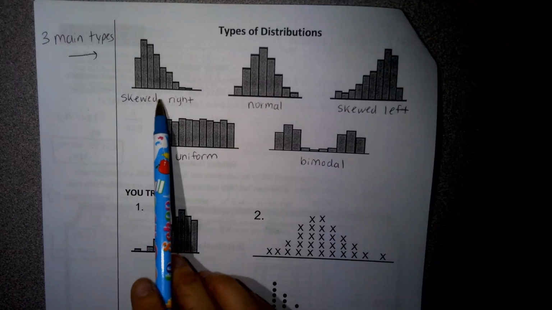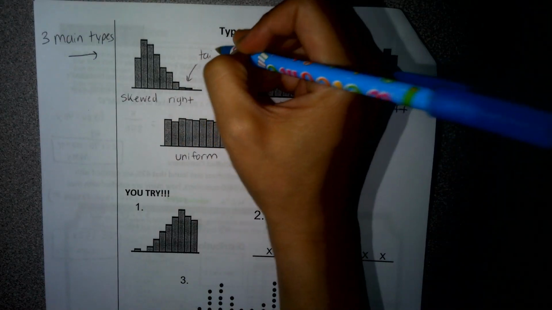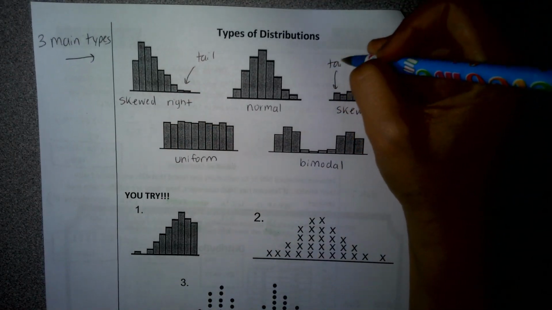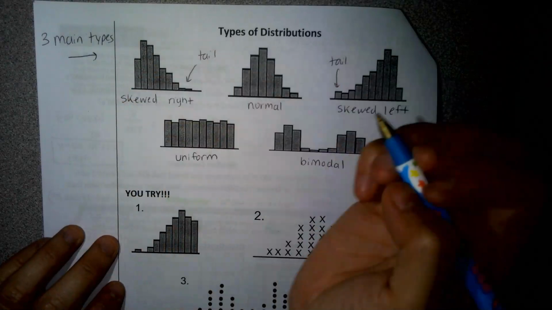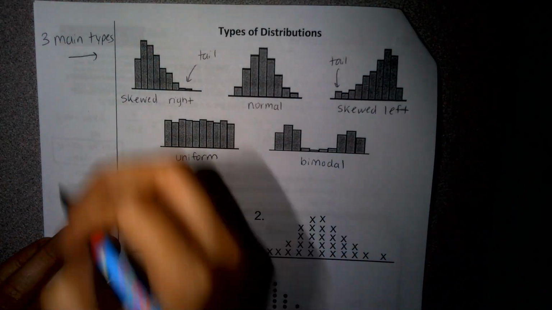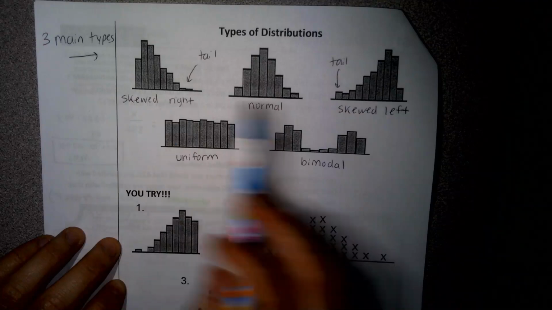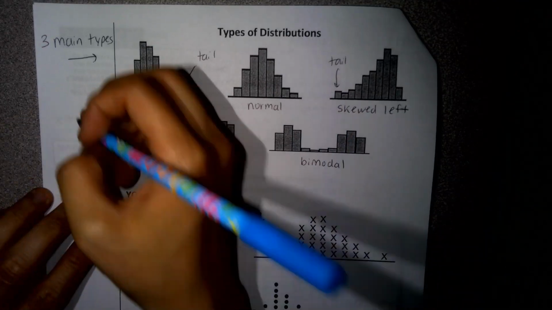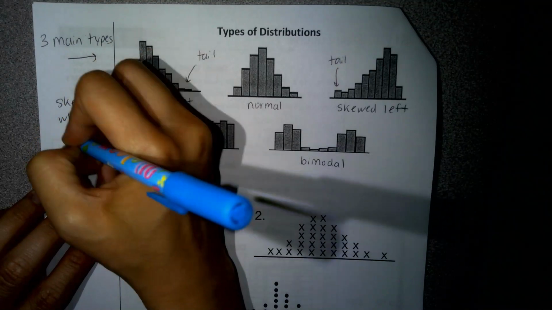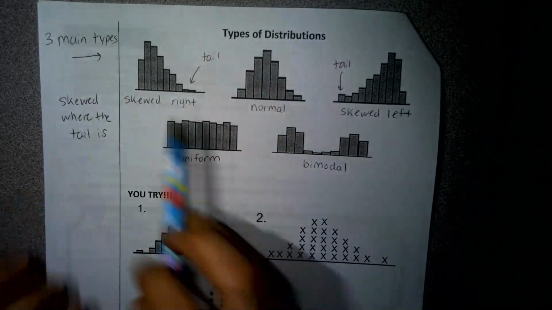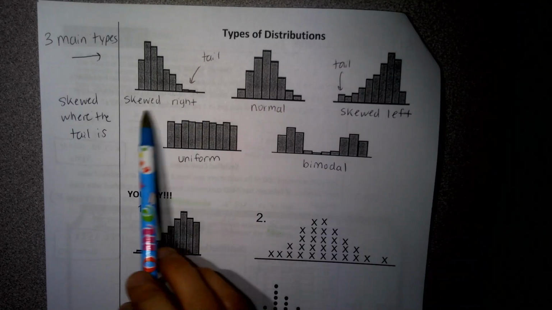So skewed right, there's this thing called the tail, right? The tail is the tiny part. Think of a dog and its tail wagging. So the tail is the smaller part of the curve. I don't know if you want to write that down or just visualize it. The way these are named, it's really easy to get them confused. It's skewed and then where the tail is. So even though the big chunk of the graph is on the left, this is called skewed right. Just remember, wherever the tail is, that's how you call it.